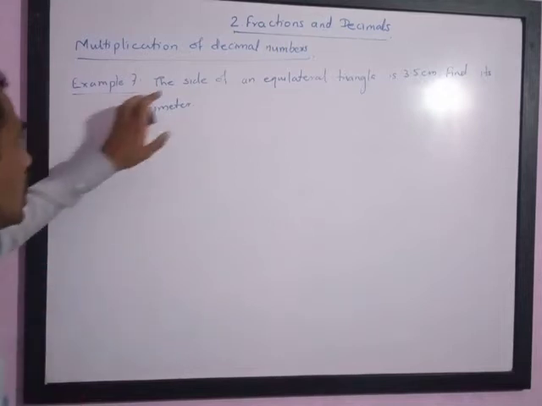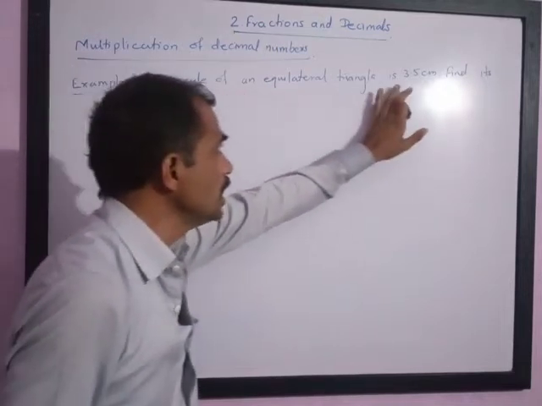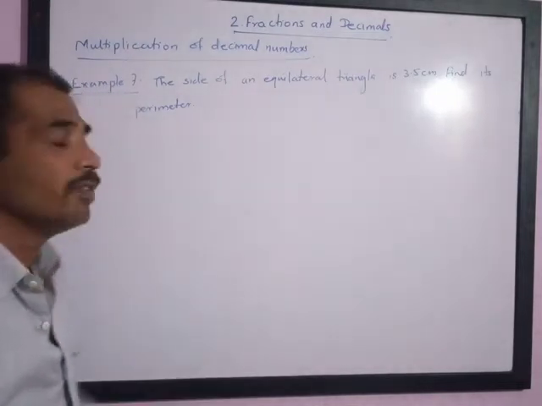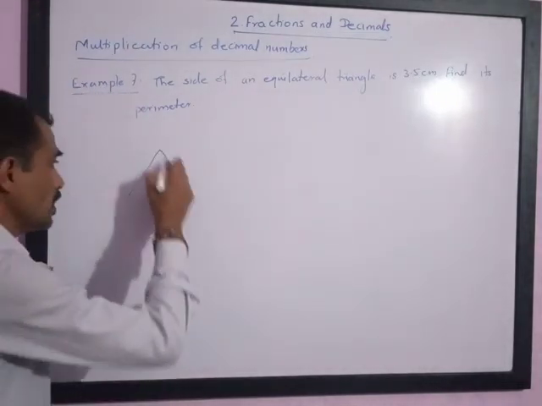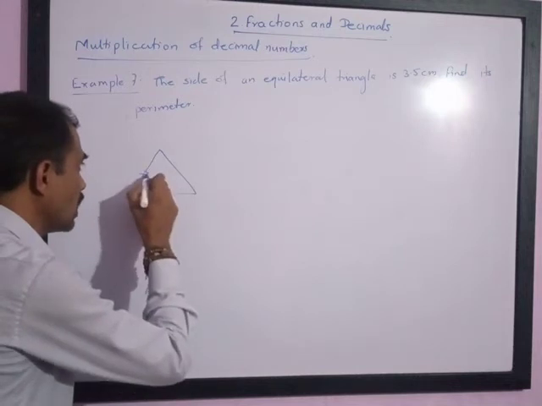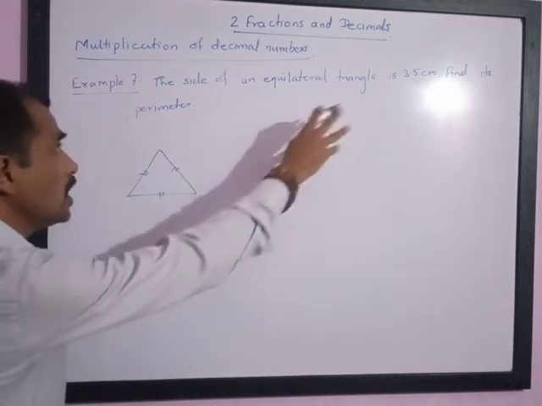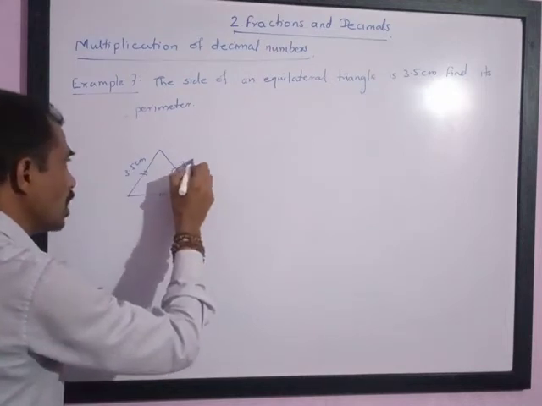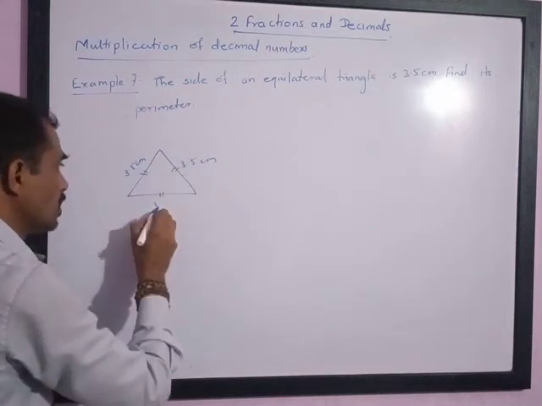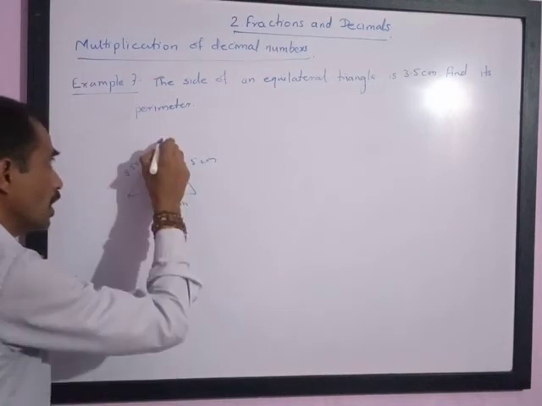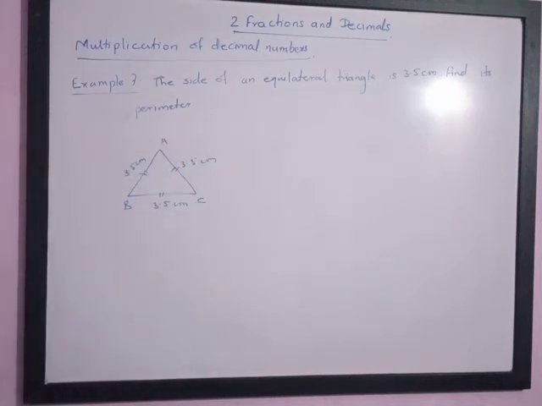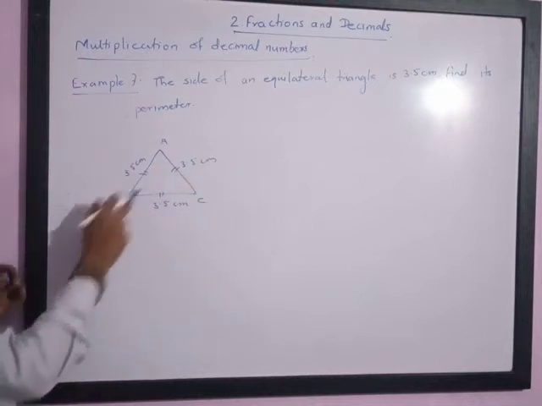See, the next question is: the side of an equilateral triangle is 3.5 centimeter. We must know an equilateral triangle means a triangle having all sides equal. So this is an equilateral triangle having all sides equal and one of the sides is 3.5 centimeter. It means the other side is also 3.5 centimeter. The third side is also 3.5 centimeter. If ABC is a triangle, then we will get 3 sides equal.